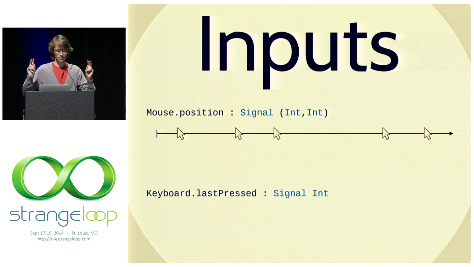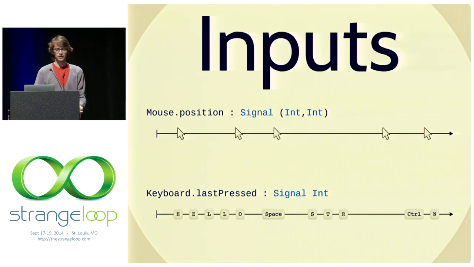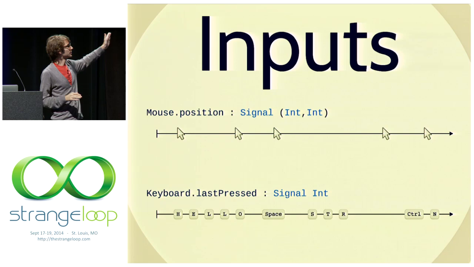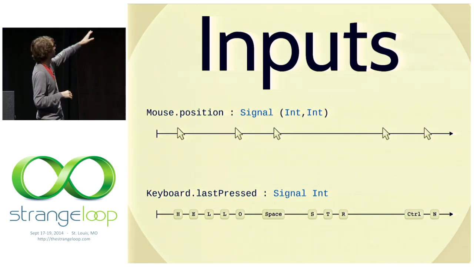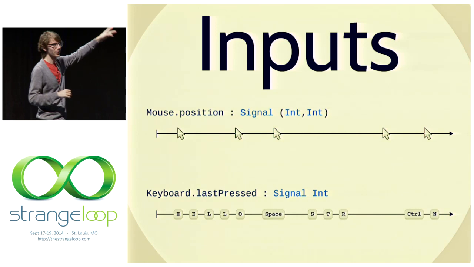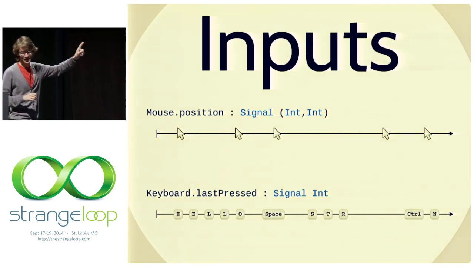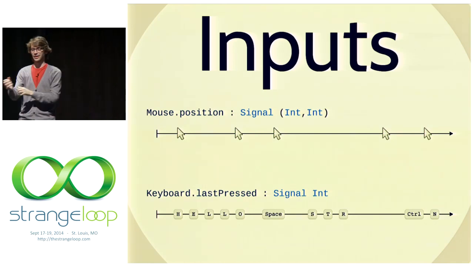Another example of this is keyboard.lastPress. This is the last key that's been pressed down. And you can think of this the same way. Time is passing, and we're seeing the value change over time. In this case, I was typing hello, strange loop, and then I got distracted, and then I surfed the web for a bit, and then I came back at a later point. So you're seeing this change over time and having a way to talk about that explicitly.